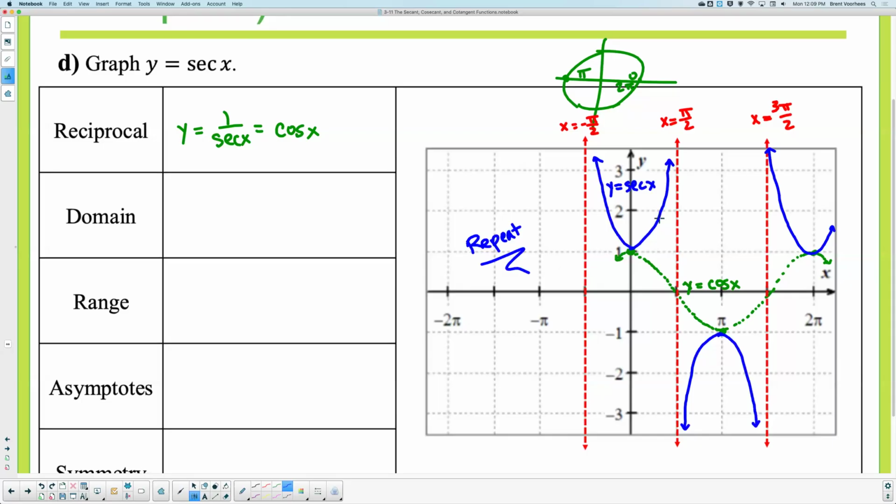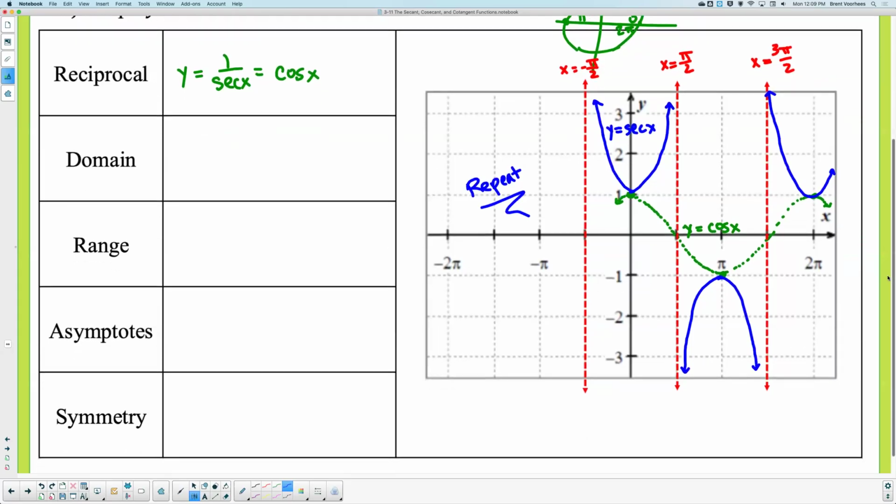Is the domain for secant going to be all reals? No, we have breaks. Those breaks are in red, so I'm going to write the domain in red. Where do the breaks occur? At pi over 2. So what I'm going to do is just write down the very first one. We're going to say x cannot be pi over 2 plus.